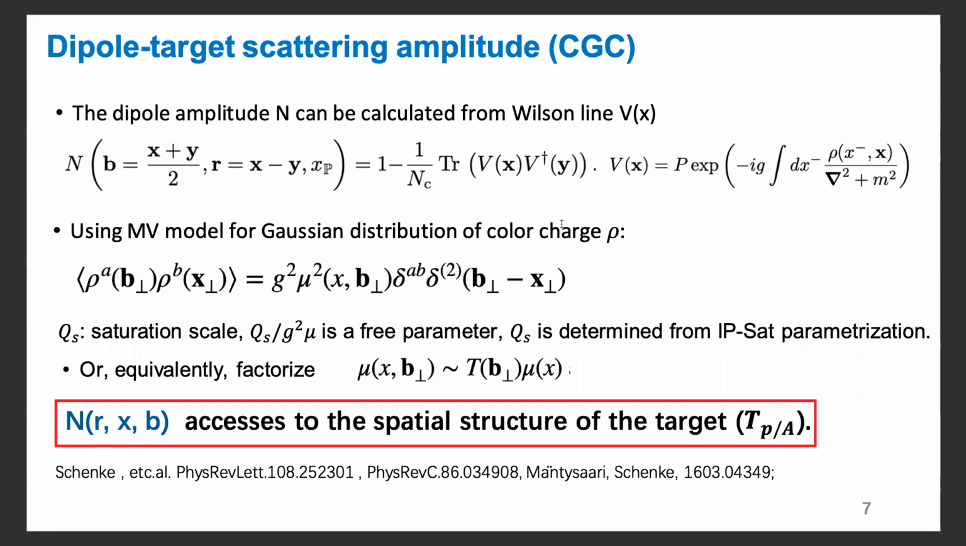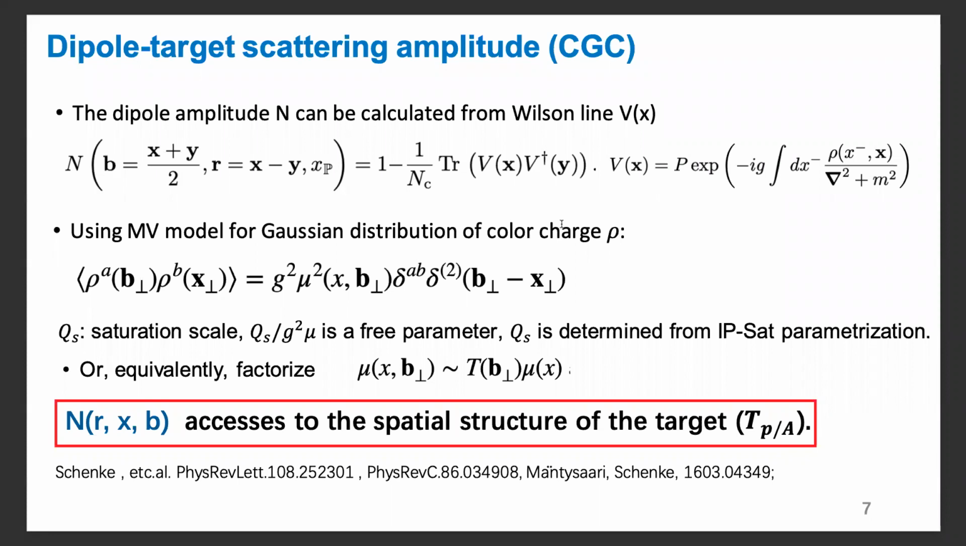With the source, rho describes the color charge density. In the CGC framework, or in the MV model, we assume that rho has a Gaussian distribution, with the width controlled by g squared mu squared. In more detail, in the CGC we introduce a saturation scale, and the ratio of Q_s over g squared mu is a free parameter in our model setup.